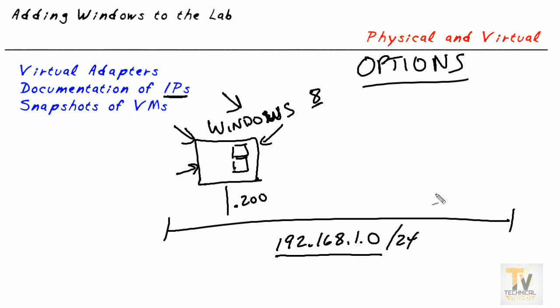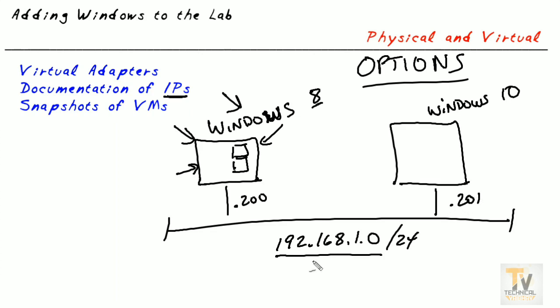I've also got another physical computer that's running Windows, and it's actually running Windows 10. And what I'd like to use for the IP address on it is .201. Also, each of those computers are using the default gateway of .1. That's my router.